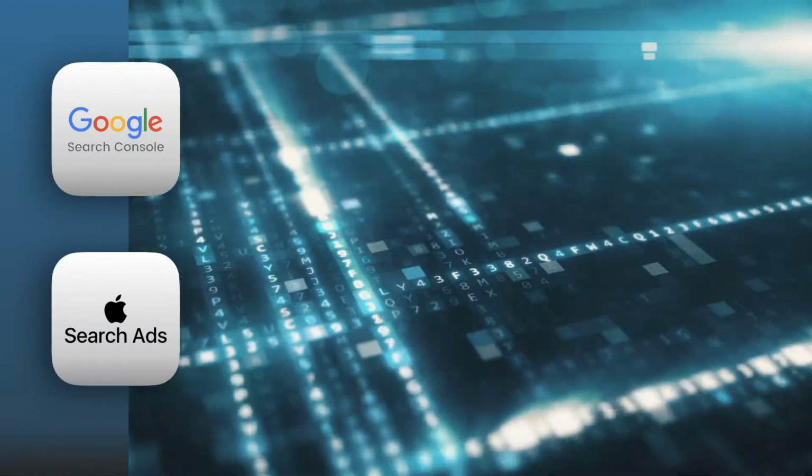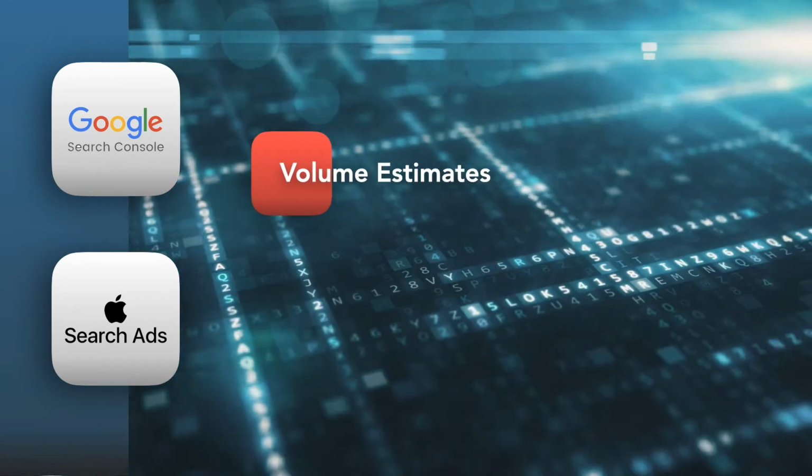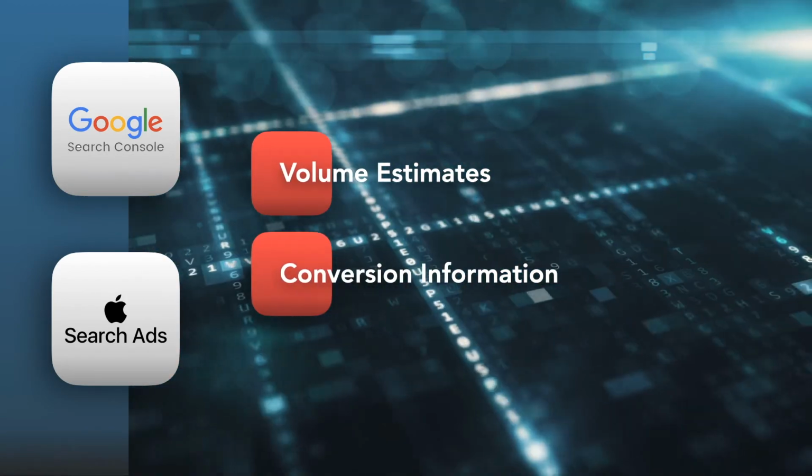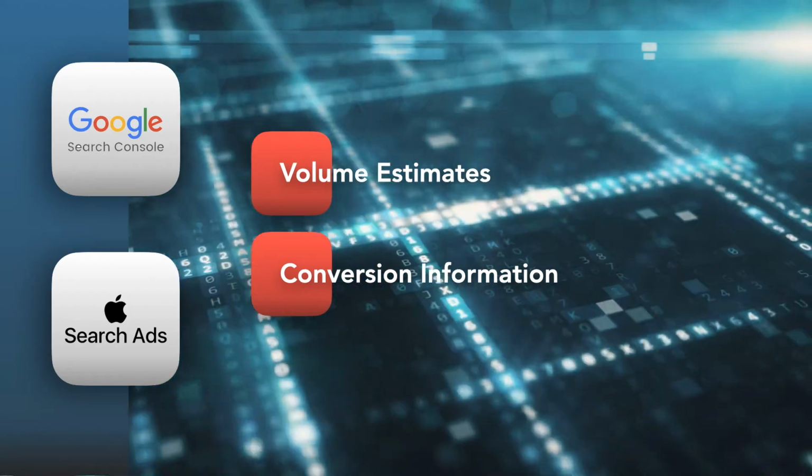Both platforms will provide you with volume estimates per keyword and also provide conversion rates for each keyword that ultimately translate into downloads. This way, you'll find the right balance of volume versus conversion that suits your needs and cross-match with the information provided by using other ASO tools.